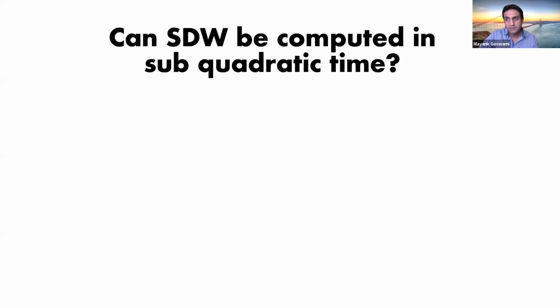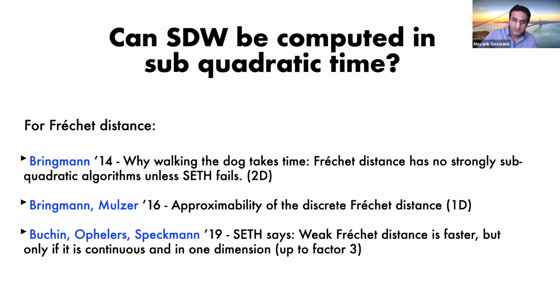Right. So with all these quadratic algorithms, the obvious question is, well, can we compute the social distancing width in subquadratic time? And there's related work for Fréchet. This was one of the breakthroughs in the hardness in P literature, where Bringmann in 2014 showed that for Fréchet, it's unlikely to have strongly subquadratic algorithms unless the strong exponential time hypothesis fails. I'll be describing what this hypothesis is in a moment.